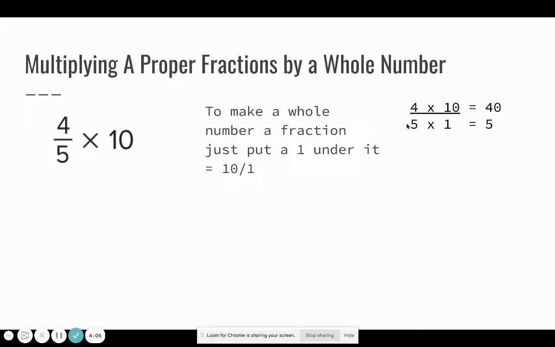Now it's set up pretty easy for me, where I've got the numerators of 4 and 10, so 4 times 10 is 40, and I've got denominators of 5 and 1, and 5 times 1 is 5. So I end up with 40 over 5, which is an improper fraction. To make it a whole number, I take the top divided by the bottom, 40 divided by 5. My answer is 8. Again, if it's a whole number, just put it over 1. Multiply the numerators, multiply the denominators straight across. If you end up with an improper fraction, top divided by bottom.